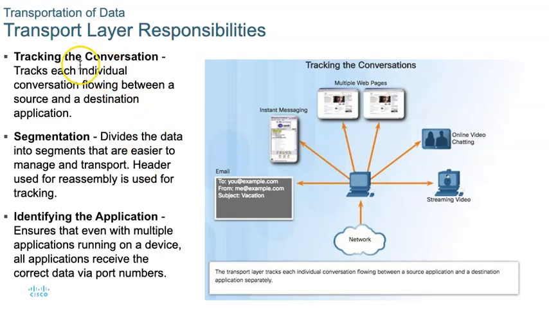Well, one of the many functions of the transport layer is tracking the conversation between remote computers, all right? And I'll come back to this one. Segmentation and identifying the application. Needless to say, users and computers are both multitasking.